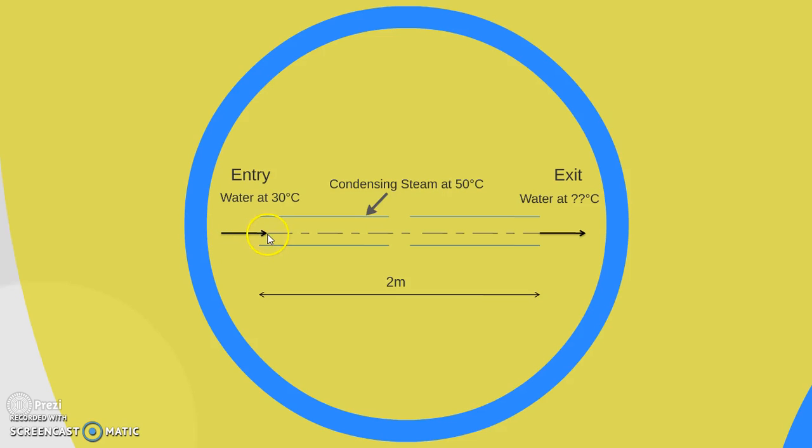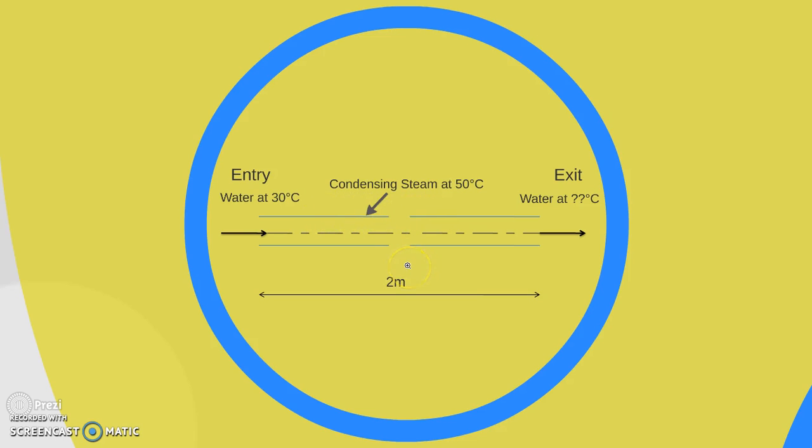Into this tube water is entering at 30 degrees Celsius, and outside of this tube we have steam, which is coming from the steam turbine, at low pressure and let us say a temperature of 50 degrees Celsius. As the inside temperature is less than the outside temperature, heat will transfer from this steam at 50 degrees Celsius to the water at 30 degrees Celsius, and this steam will get condensed on the outer surface of the tube.